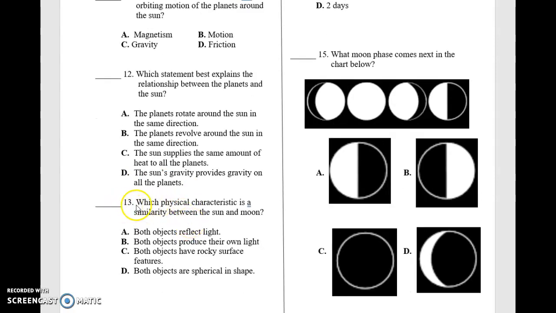Number 13. Which physical characteristic is a similarity between the sun and the moon? A. Both objects reflect light. B. Both objects produce their own light. C. Both objects have rocky surface features. D. Both objects are spherical in shape.